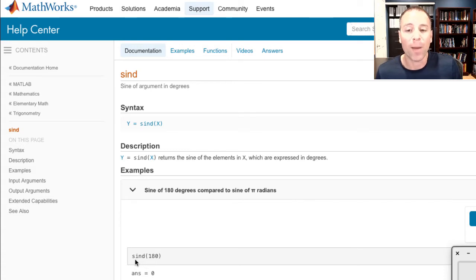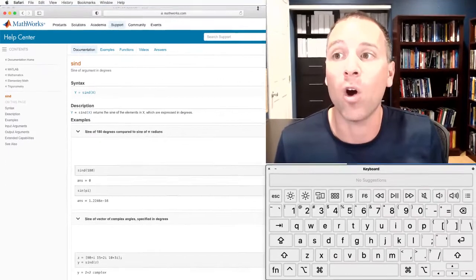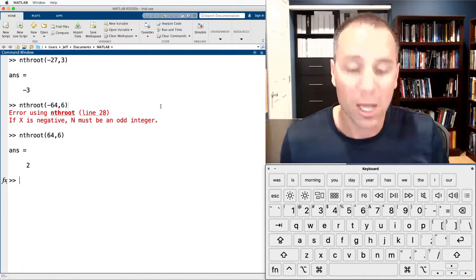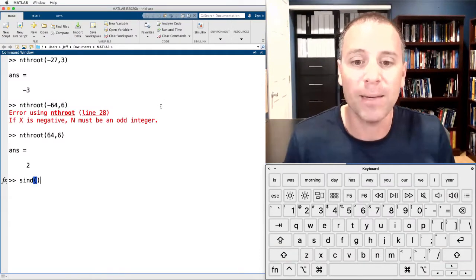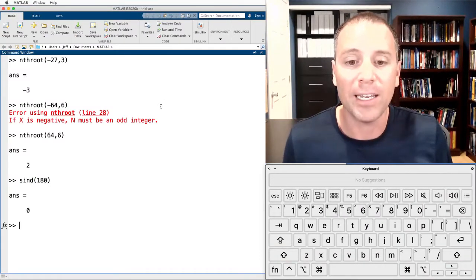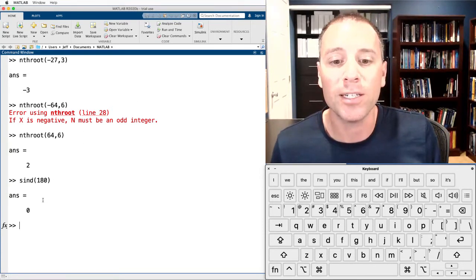Here's an example. If I put SIND of 180, the claim is, what is the height of a point on the unit circle that is 180 degrees away from the initial ray? Well, it must be 0. That's the claim of that. Let's go ahead and test that in our MATLAB command window. So if I type in SIND of 180, MATLAB produces 0.